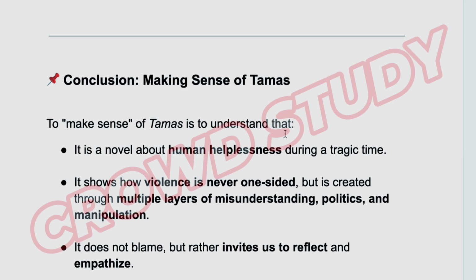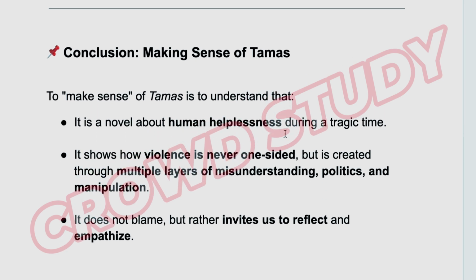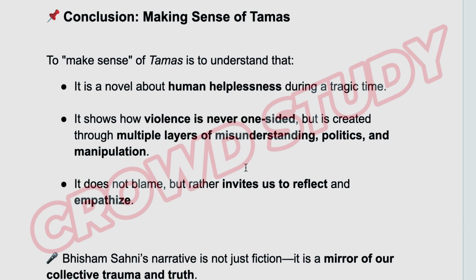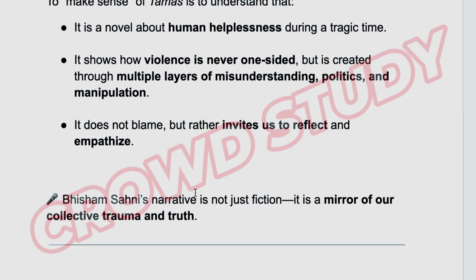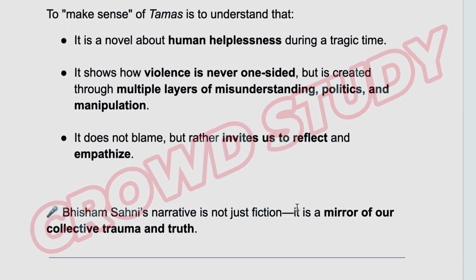In conclusion, Making Sense of Tamas is to understand that it is a novel about human helplessness during a tragic time. It shows how violence is never one-sided but is created through multiple layers of misunderstanding, politics, and manipulation. It does not blame but rather invites us to reflect and empathize. Bhisham Sahni's narrative is not just fiction, it is a mirror of our collective trauma and truth.